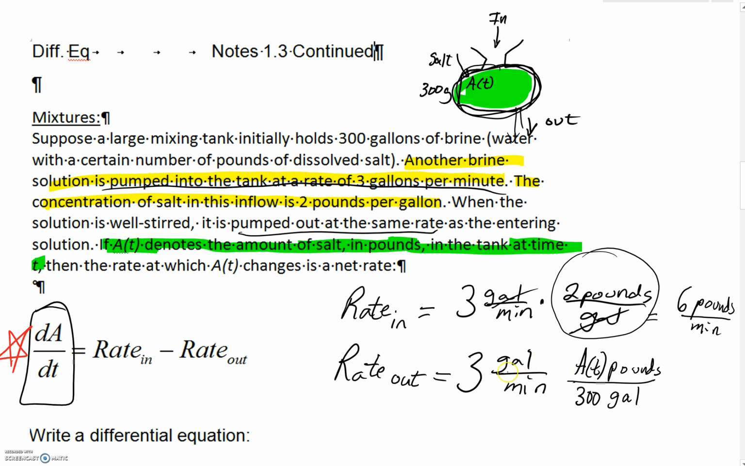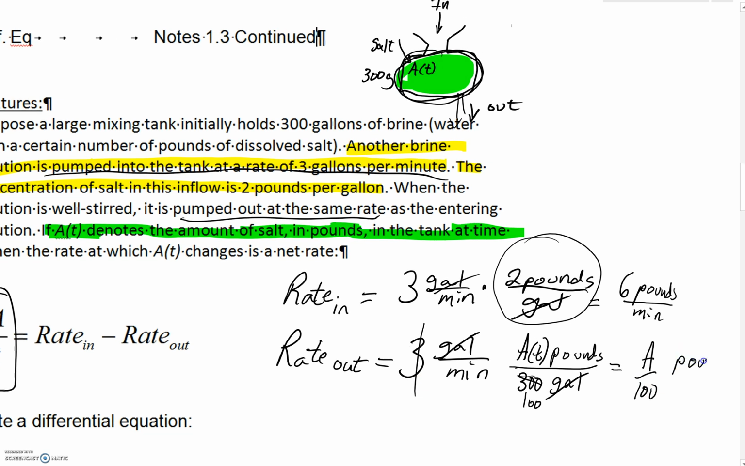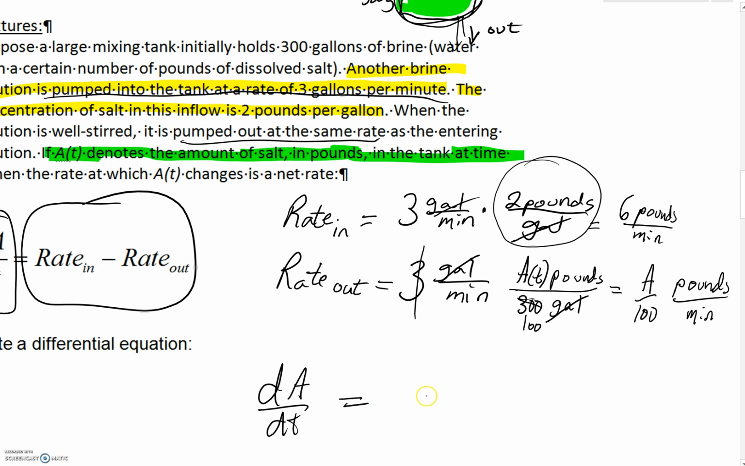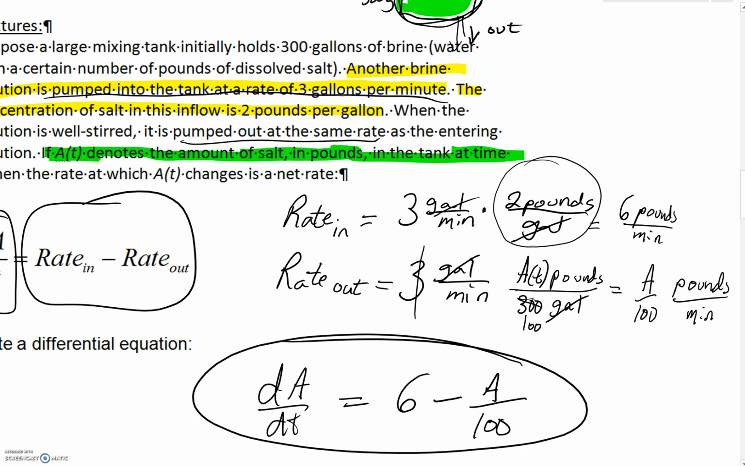So what's going to happen is these gallons are going to cancel, and the 3 goes into 300, and you'll be left with 100. What are we left with? Well, A over 100, and that would be pounds per minute. So what we're going to see is dA/dt, like we just said earlier, is rate in minus rate out. It's simply going to be 6 minus A all over 100. And then we are done.